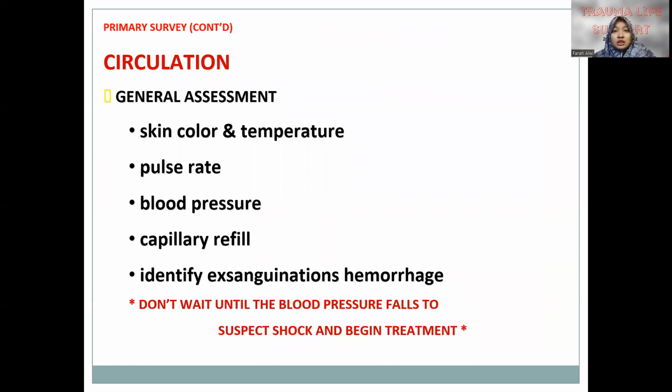When you assess circulation, the first thing you have to do is look for any external bleeding, any exsanguination, hemorrhage outside. Look at the limbs, look at the abdomen, look at the head. If there is bleeding externally, you have to stop it immediately. Then we look at the skin color, the peripheral skin temperature, the pulse rate, the BP and the CRT.